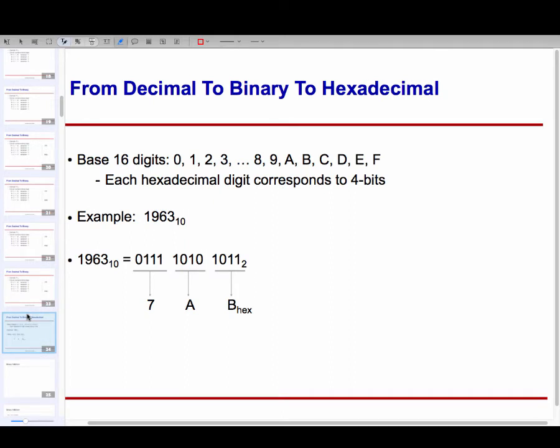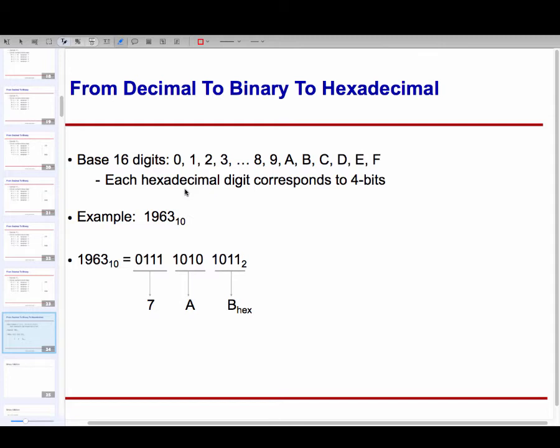Now, decimal to binary can often yield very long strings. So usually what happens is instead of representing numbers in binary, we often represent numbers in a higher power of 2. A very common one is to represent numbers in hexadecimal. For example, hexadecimal means I am dealing with base 16.